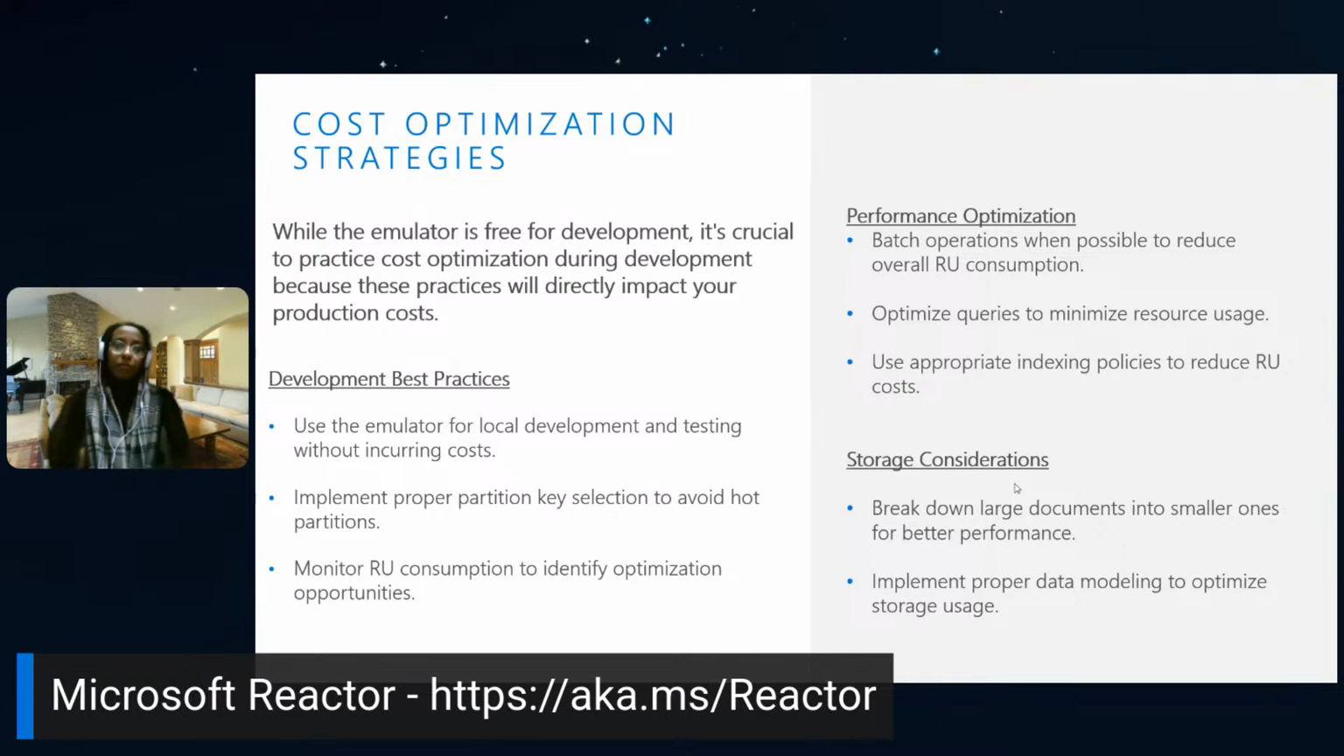We have the performance optimization. We will talk about batch operations. We can use them when possible so we can reduce the overall RU consumption, and we can optimize the queries to minimize resource usage, and use the appropriate indexing policies to reduce the RU costs. The storage, of course, is so important. If you are dealing with a business, you need to break down large documents into smaller ones so it will have better performance, and you need to implement proper data modeling to optimize the storage usage.